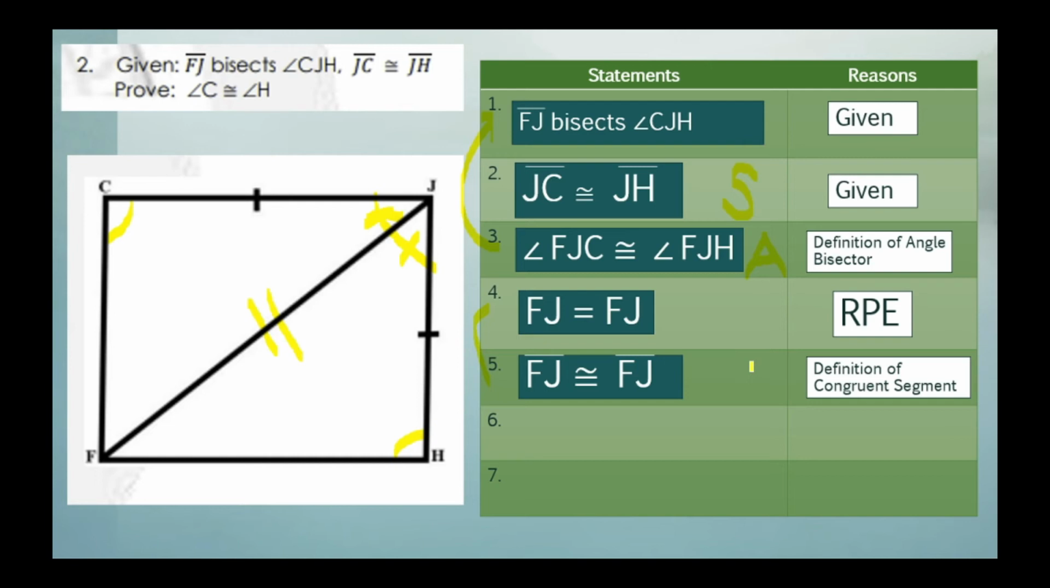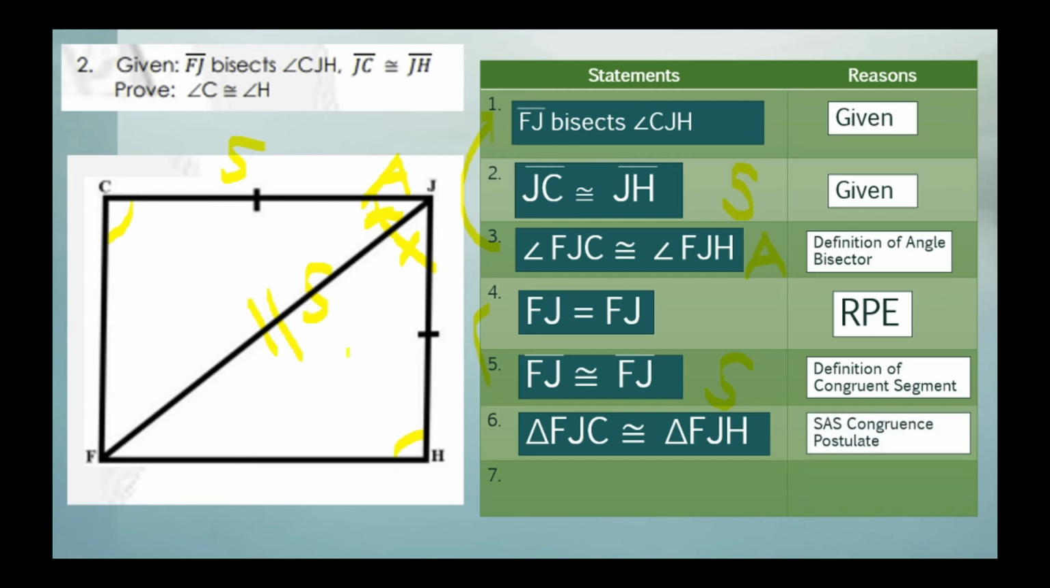Okay? So, meron na tayong another side here. So, naka-form na ba tayo ng postulate? Yes. Meron na tayo ritong SAS, no? Side, angle, side. So, since we already formed the postulate, we can now have the statement number 6 that triangle FJC is congruent to triangle FJH. Tanong, bakit naging congruent yung dalawang triangle? So, because of the SAS congruence postulate.